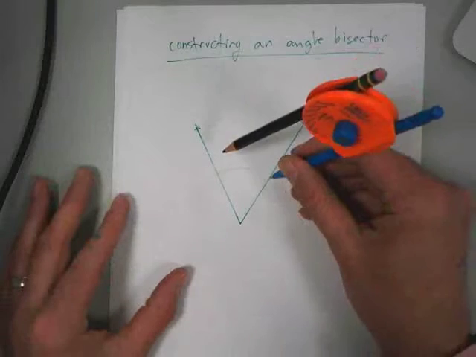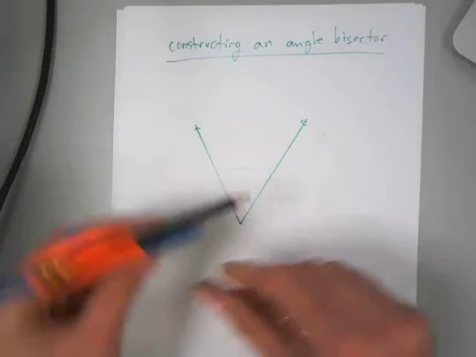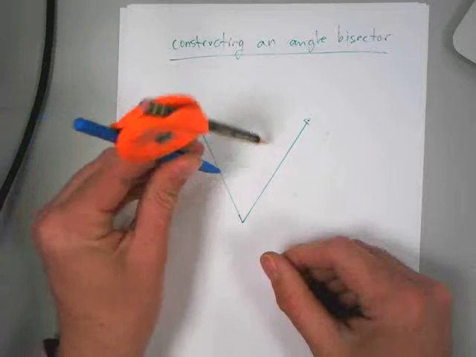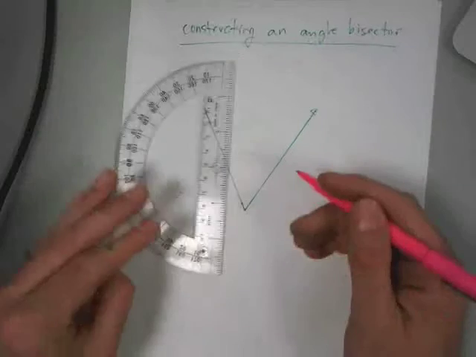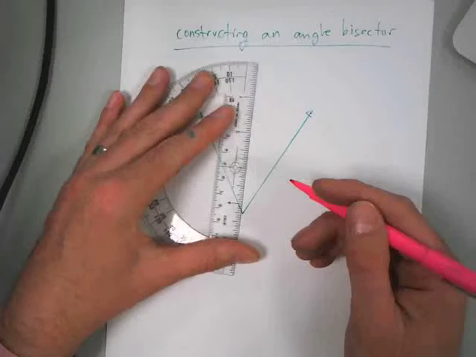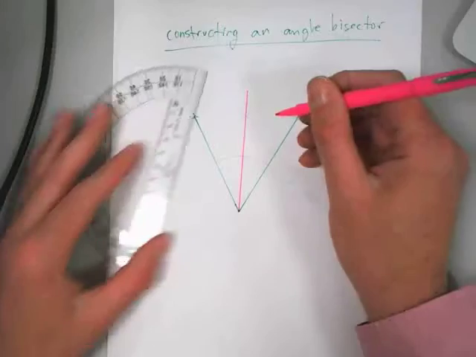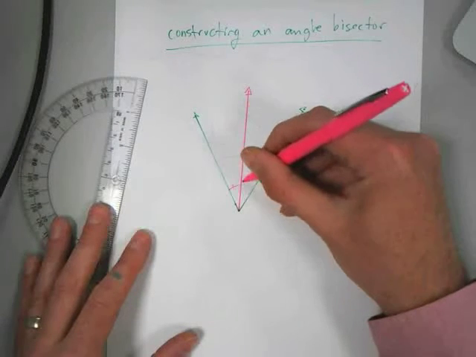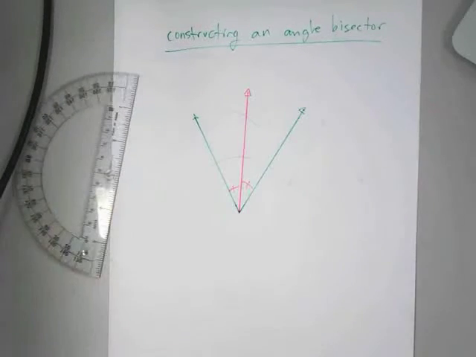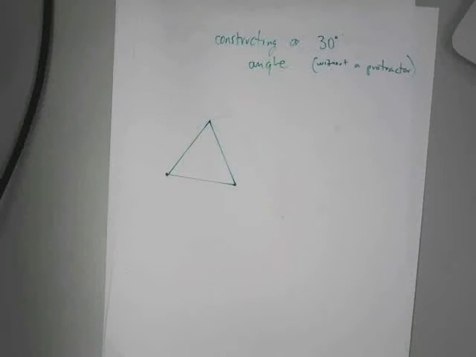Take your stylus on one of those intersections. Put your stylus on one of the other intersections and make a cross right in the middle of your angle. And you can connect that X back to your vertex. There's an angle bisector. This angle is the same as this angle. Really, really easy.